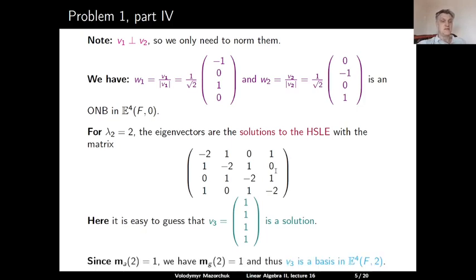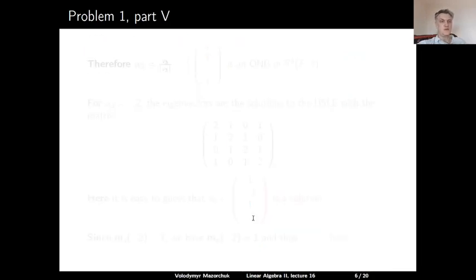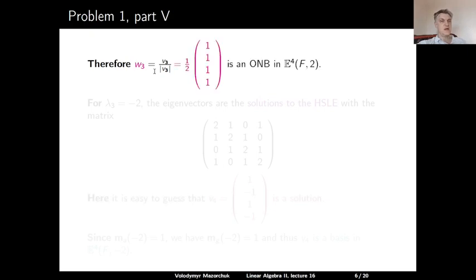Since the algebraic multiplicity of the eigenvalue 2 is 1, the geometric multiplicity is automatically 1, and we have one linearly independent vector, which is an eigenvector, so this vector forms a basis in the eigenspace for f corresponding to the eigenvalue 2. So this is one vector, we only need to norm it to get an orthonormal basis. So we define w3 as v3 divided by the length of v3. v3 is 1, 1, 1, 1. Its length is 2. So the orthonormal basis is formed by the vector 1 divided by 2 times 1, 1, 1, 1.